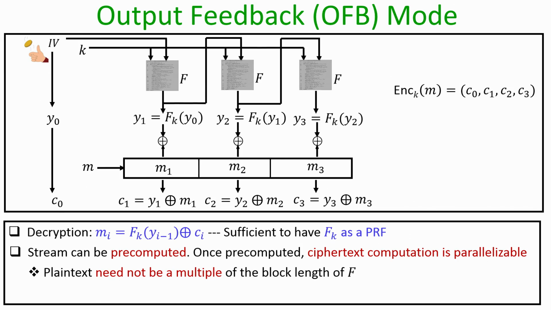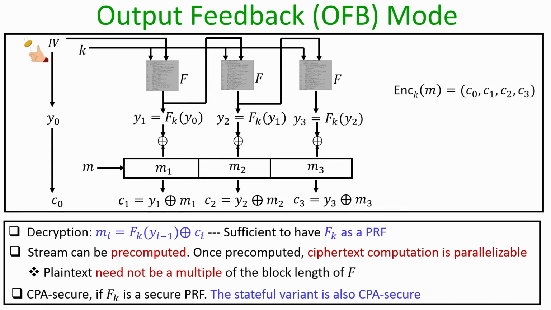in parallel. Moreover, another advantage here is that the plain text need not be a multiple of the block length of your underlying function f. That means here we do not require any sophisticated padding to make the length of the message a multiple of the block length of your underlying function before encrypting the message. So, this is unlike your CBC mode of encryption, and it can be proved formally that if your underlying keyed function fk is a secure PRF, then this mode of operation, namely the OFB mode, is CPA secure.